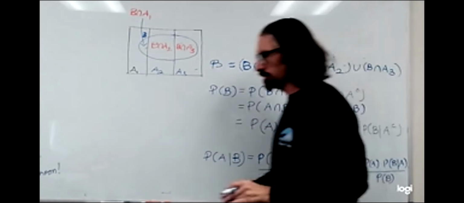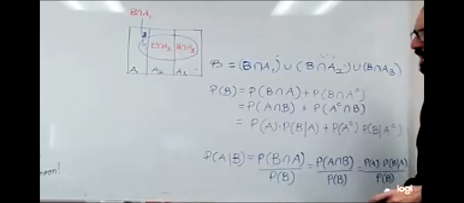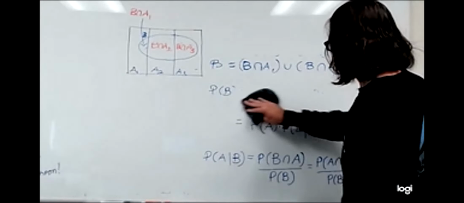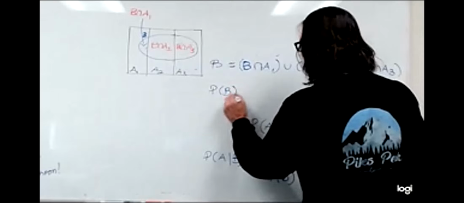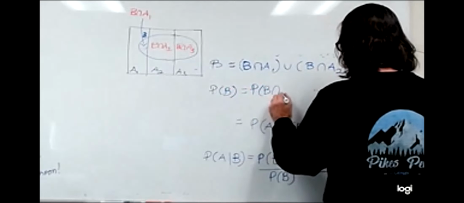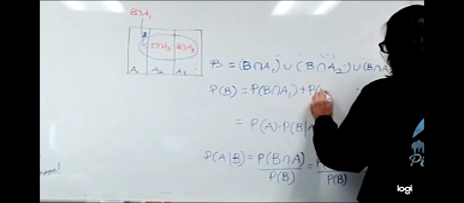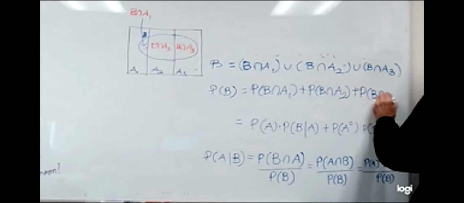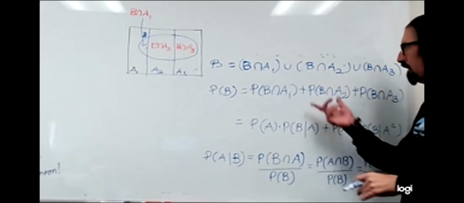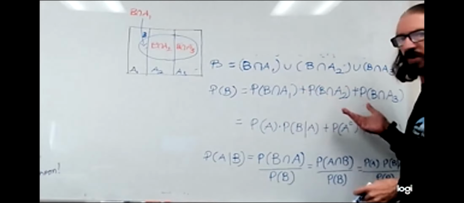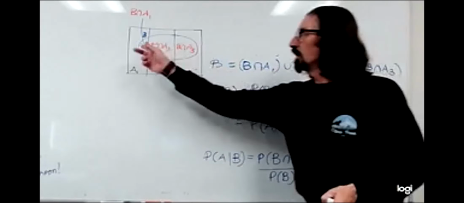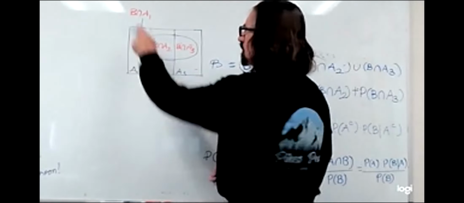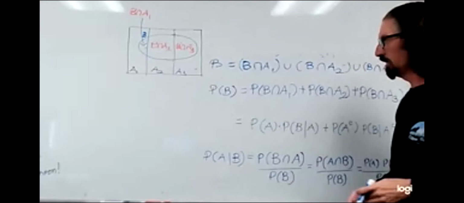And so on our next line, we would have that the probability of B would equal the probability of B intersect A sub 1 plus the probability of B intersecting with A sub 2 plus B intersecting with A sub 3's probability. And why we're able to add without subtracting anything, it's because these are mutually exclusive as well. Not only are A1, A2, and A3 mutually exclusive, but we have partitioned B as well.